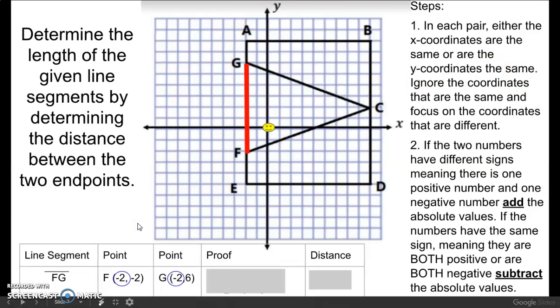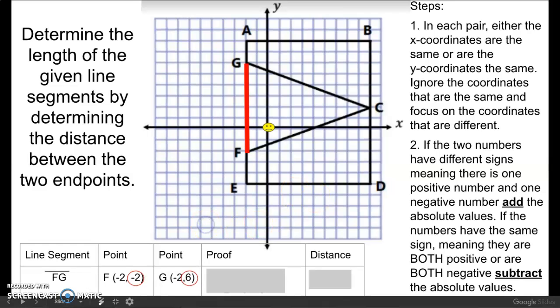If we look at the X coordinates in both of our points, we have a -2 for F and -2 for G. If we look at the Y coordinates, we have -2 for point F and 6 for point G. We're going to ignore the coordinates that were the same and focus on the coordinates that were different. In this case, our Y coordinates are different. We have a -2 and a +6.